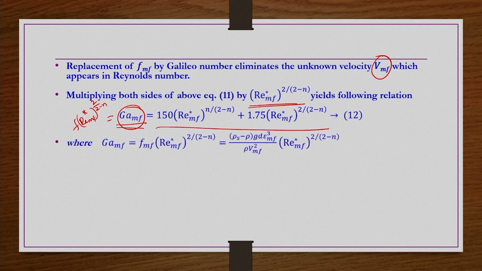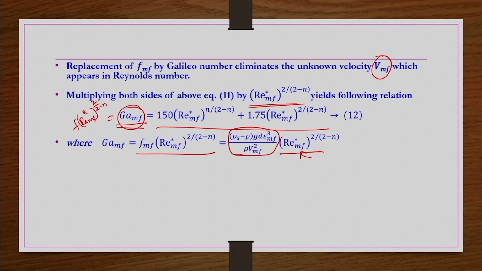So, the Galileo number at minimum fluidized conditions, GAMF, is this one, and then Fmf is this one: f rho s minus rho g d epsilon cube by rho V naught square. This is what we saw in the previous lecture, but epsilon is replaced by epsilon mf, and V is replaced by Vmf for the case of mf. Re star we already saw in the previous lecture, as well as in the previous slide.